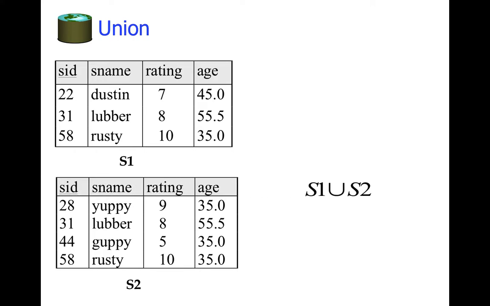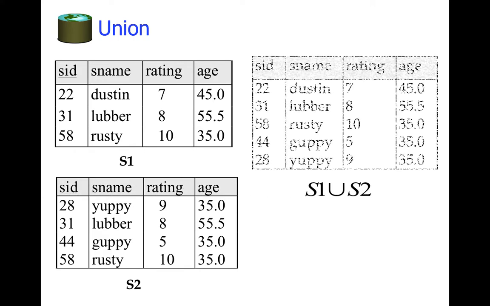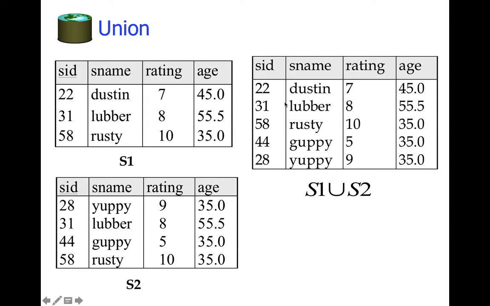To do the union of S1 and S2, all you have to do is get the union of the two. Let's keep with the definition: it's the union of S1 and S2. As you can see, this is S1 and this is S2, and the duplicates are removed.